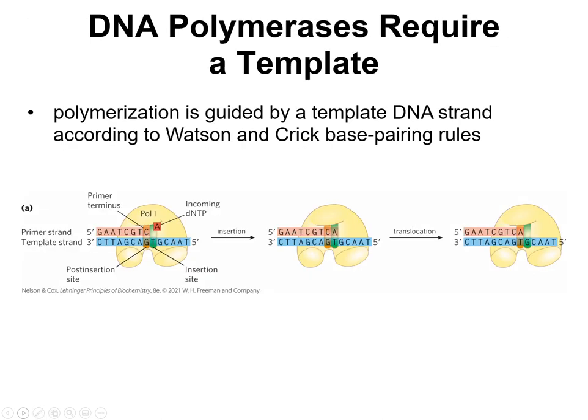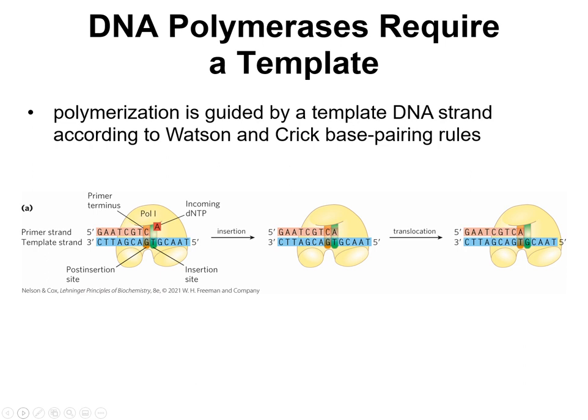Polymerases require a template. They can't just bind to naked DNA and go. They need some kind of a template, and that template strand has to follow the base pairing rules, right? So there's a primer strand that's added, and then the DNA polymerase can come in and recognize, oh, okay, yeah, I got this from here. And it will continue on adding additional nucleotides that base pair properly.